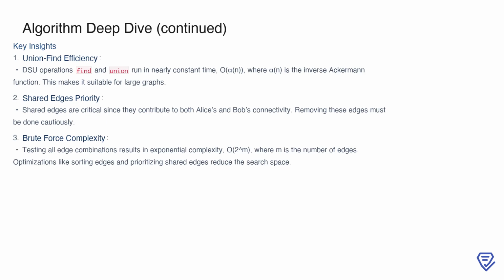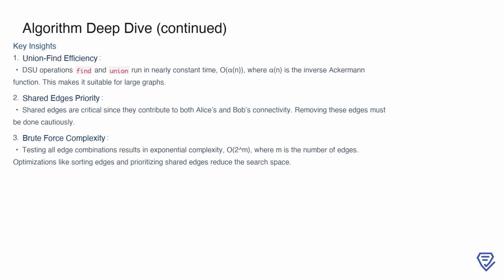The use of union find is central to the algorithm's efficiency. Its operations, find and union, run in nearly constant time, specifically O(alpha(n)), where alpha(n) is the inverse Ackermann function, making it highly suitable for large graphs.